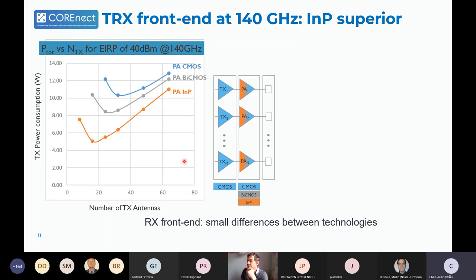And we see this trade-off for all semiconductor technologies that can be used today in the D-band. But we see that indium phosphide gives by far the lowest power consumption, better than BiCMOS and CMOS.